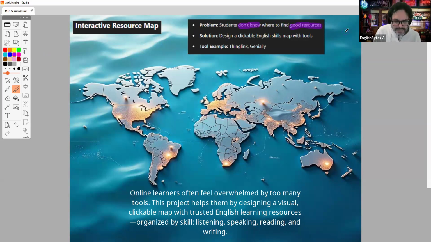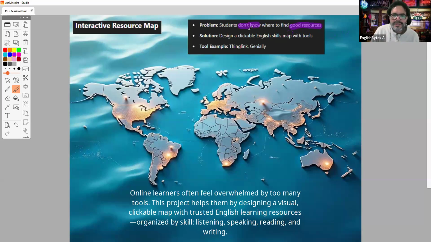I receive messages from students. Teacher, where can I find something to practice this? Or after a class, teacher, I like the class, but I want to practice more. Tomorrow I'm free from work. I have nothing to do. So I would like to practice this. Where can I find good exercises? So you, as a teacher, know where to find these exercises, but the students don't.